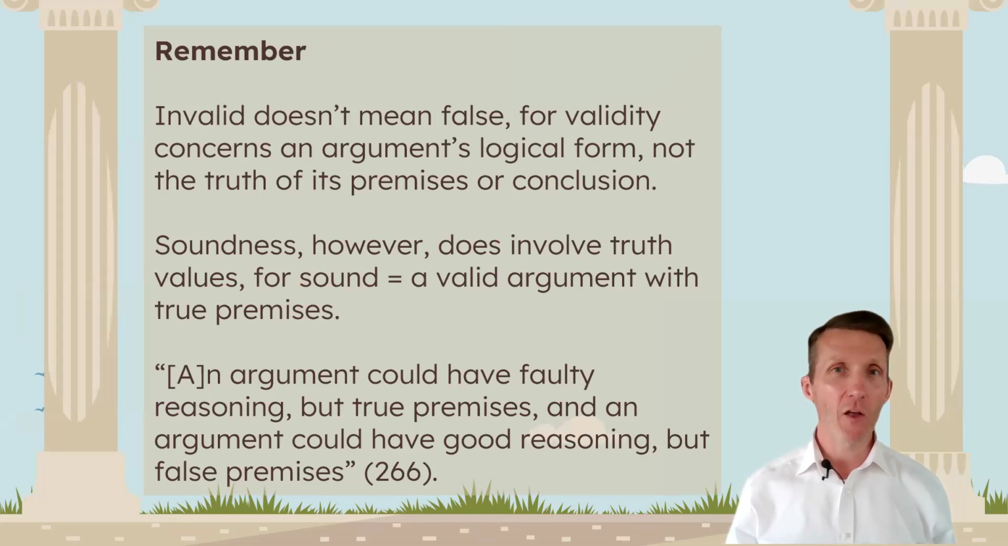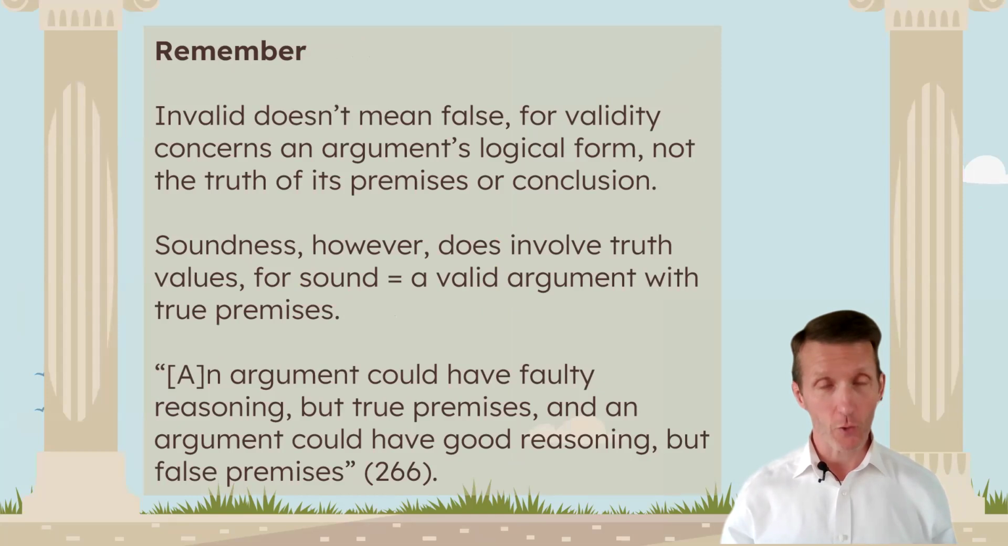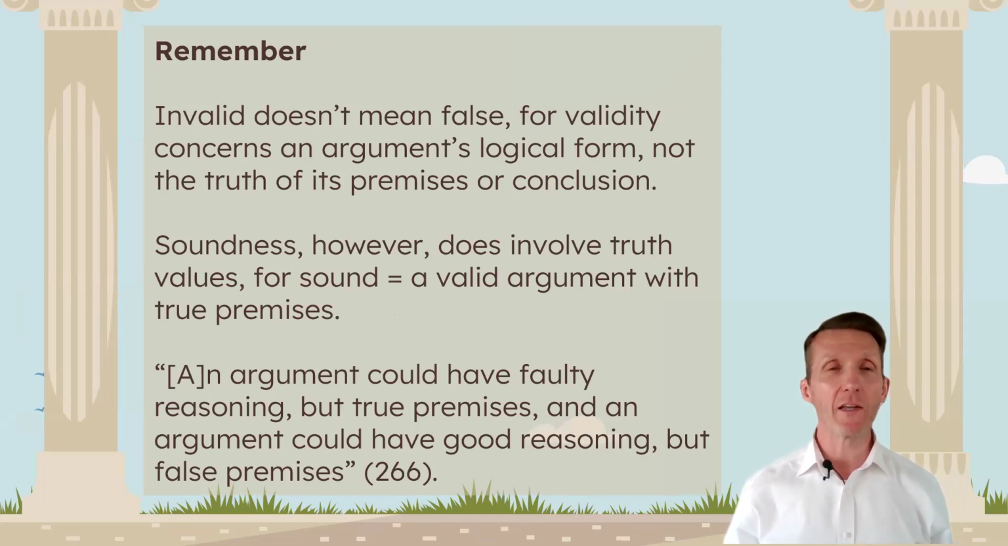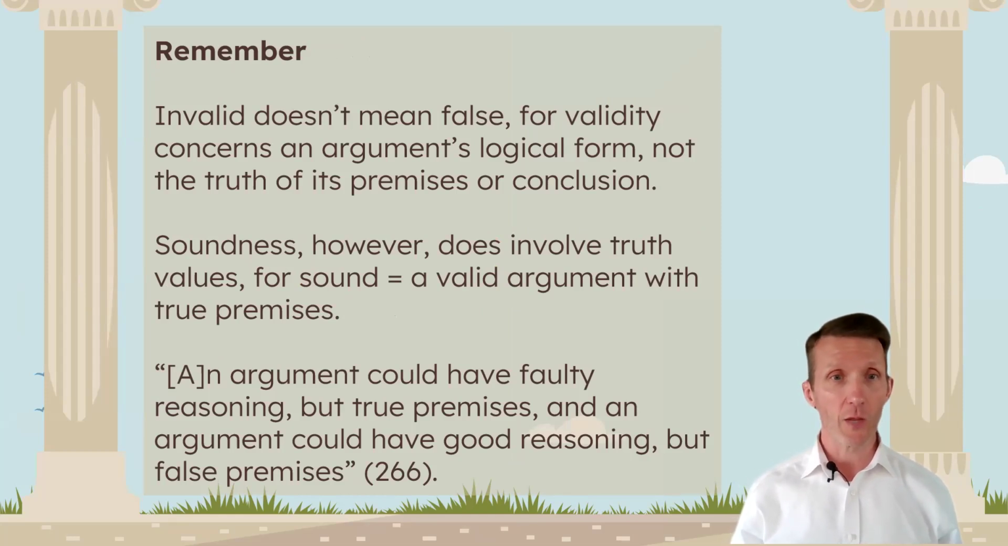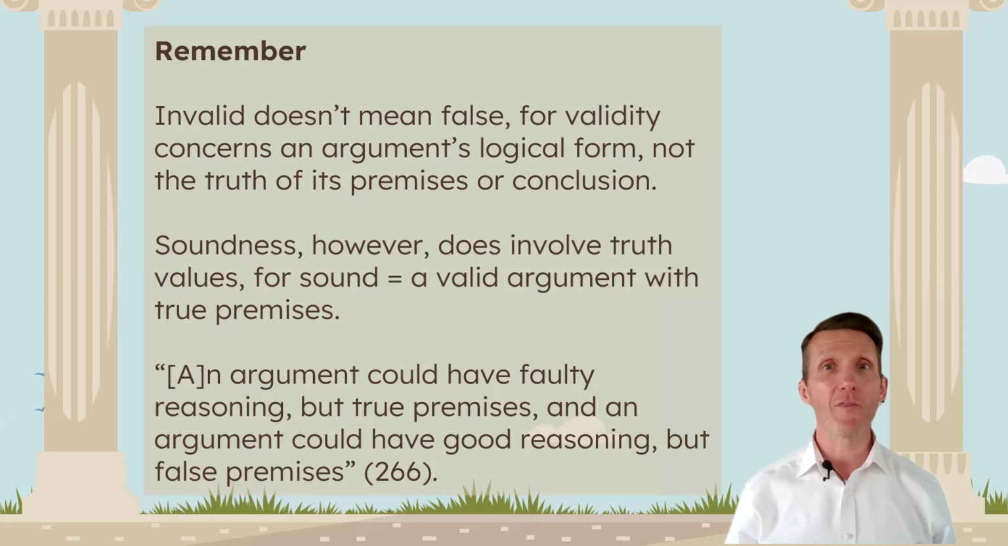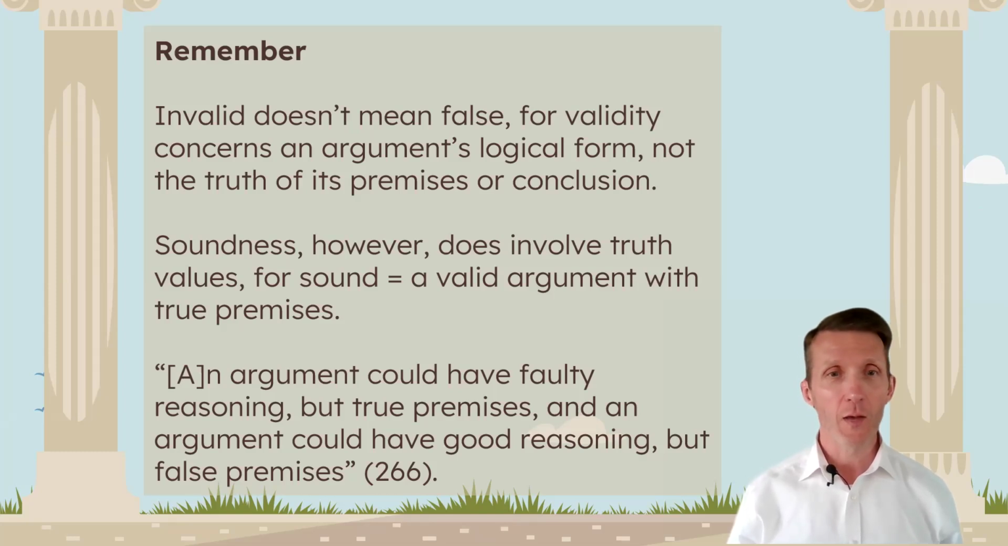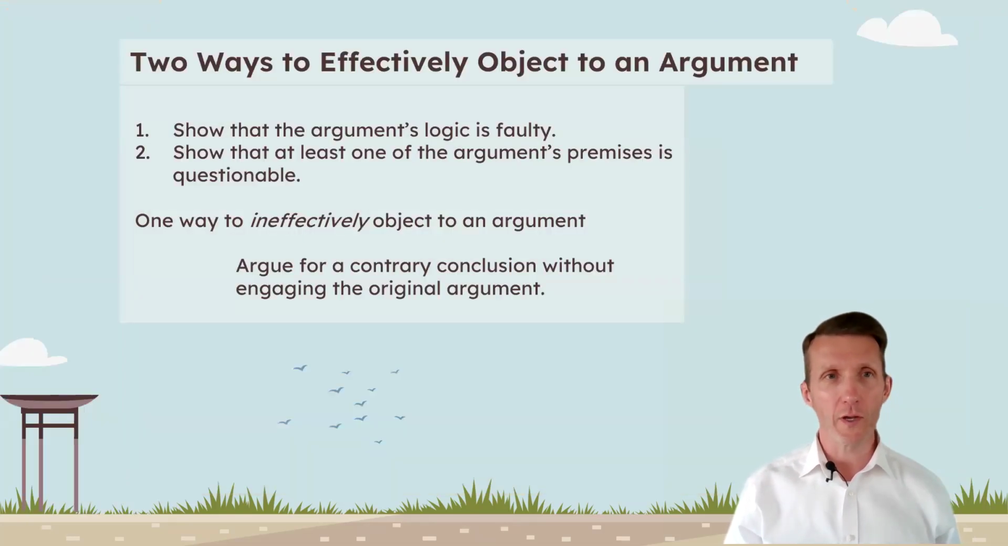Remember, invalid in this technical way that philosophers and logicians use the term does not mean false, for validity concerns the argument's internal logical form, not the truth of its premises or the conclusion. Soundness, however, does involve truth values, for sound equals a valid argument with true premises. And as Herrick puts this clarification, an argument could have faulty reasoning but true premises. You could have screwed up logic, but premises are true. And you could have an argument with fantastic reasoning. The internal logic looks great, but the premises themselves are false, and so too is the conclusion. So don't mix those two things up.